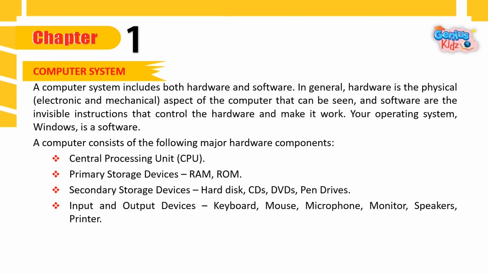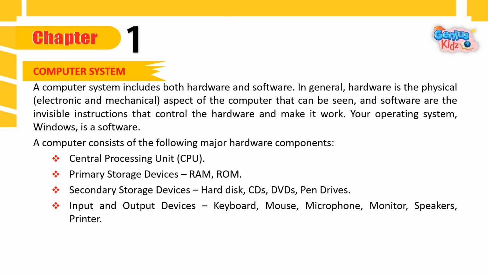Computer system. A computer system includes both hardware and software. In general, hardware is the physical, electronic and mechanical aspect of the computer that can be seen, and software are the invisible instructions that control the hardware and make it work. Your operating system, Windows, is a software.